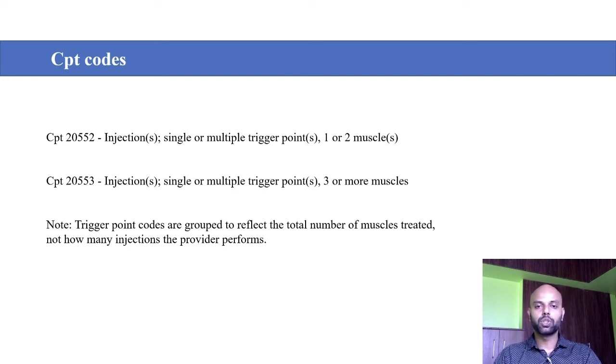There are two procedure codes used for trigger point injection. One is 20552, another one is 20553. 20552 is for injections, single or multiple trigger points, one or two muscle groups. CPT 20553 is for injections, single or multiple trigger points, three or more muscle groups. These procedure codes are grouped by the number of muscles treated, not the number of injections performed.